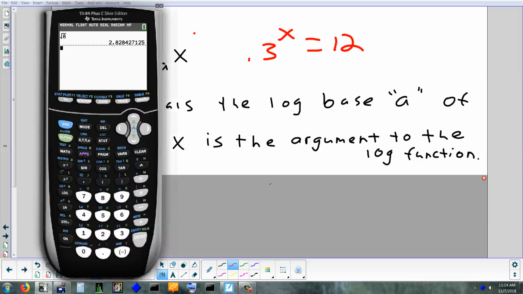Okay, and I get an answer. The sine of 15. 15 is the argument. It's the thing I'm taking the sine of. Right? And same with log. Log of 40. 40 is my argument. It's what I took the log of.